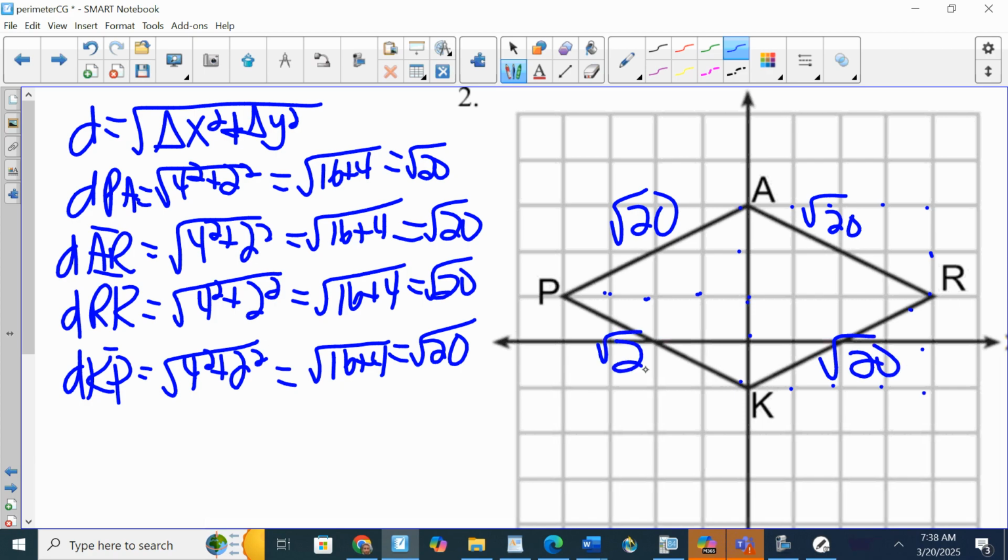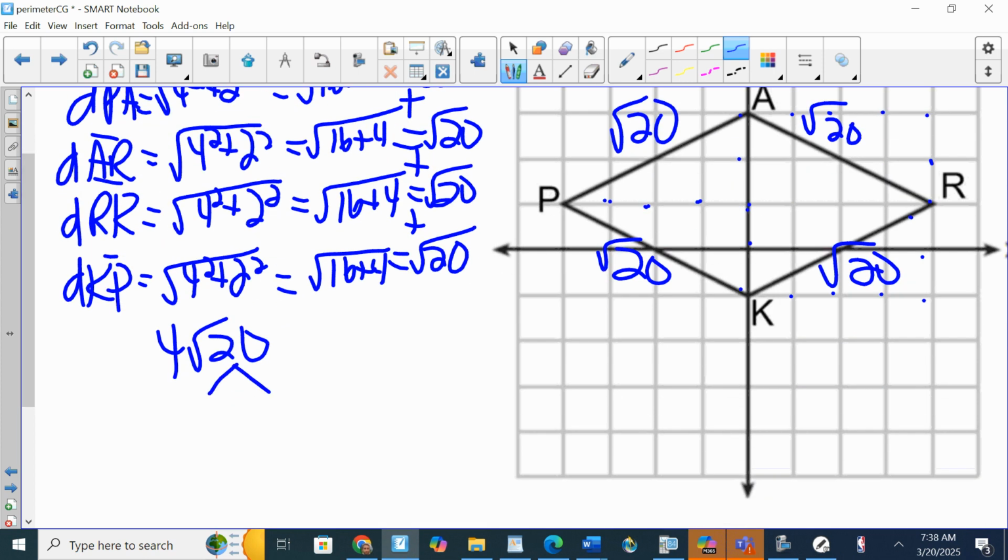So now, to find the perimeter, I add all those sides together. Well, rad 20 plus rad 20 plus rad 20 plus rad 20 is 4 rad 20. It wants the answer in simplest radical form. So now I switch into algebra mode, and I have to reduce the radical.